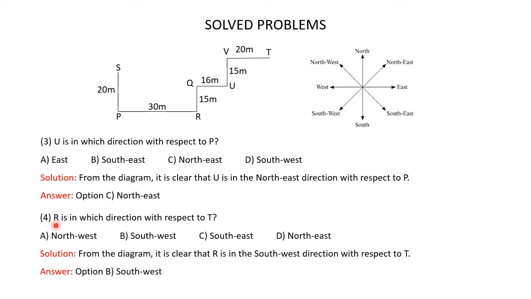R is in which direction with respect to T? You are given four options here and you have to find out which of these options is the correct one. So here you are asked to find R is in which direction with respect to T. So you have R here and T here, and from this diagram you can see that R is in the southwest direction with respect to T. So the correct answer is option B, southwest.